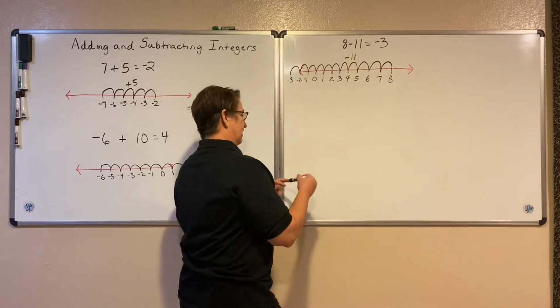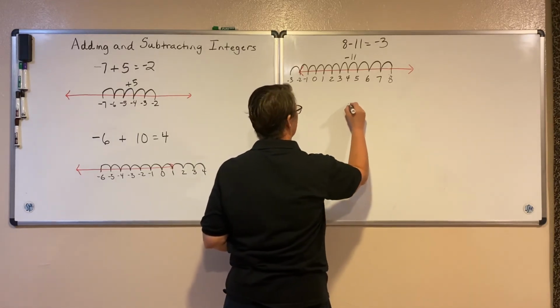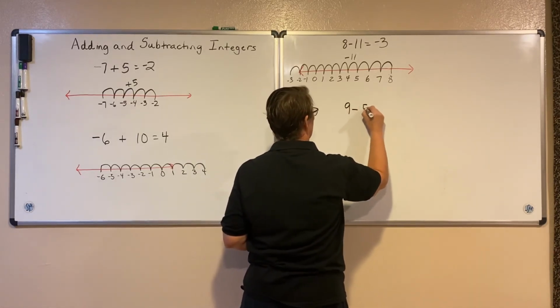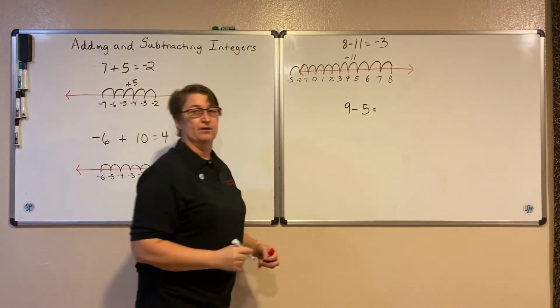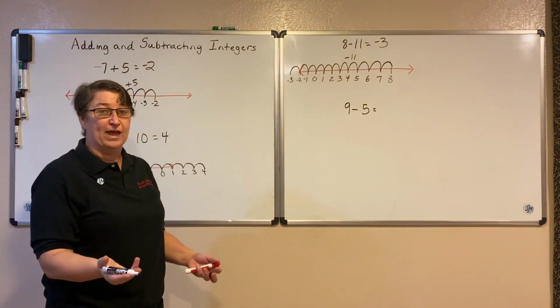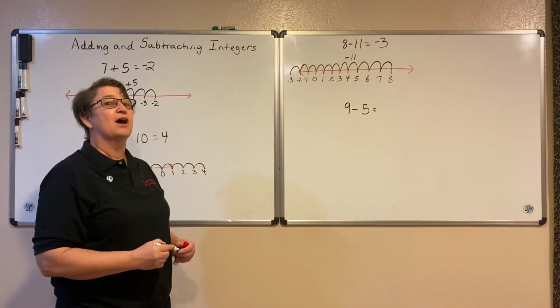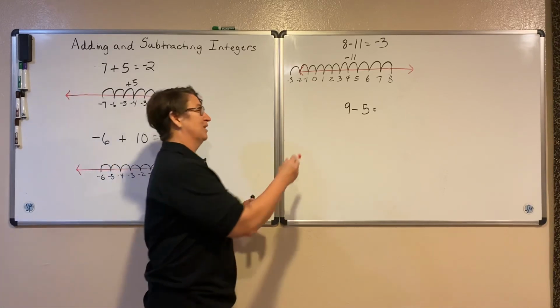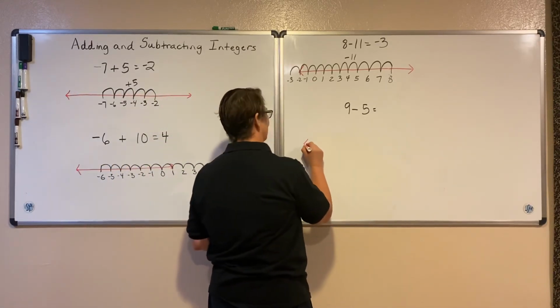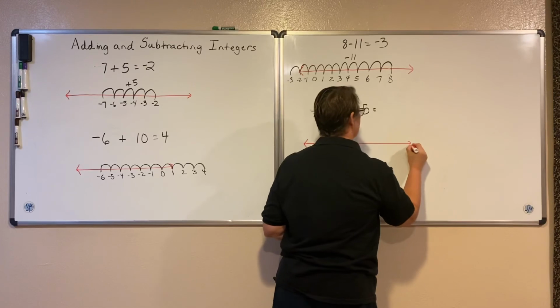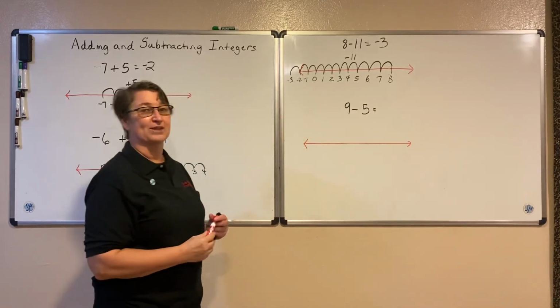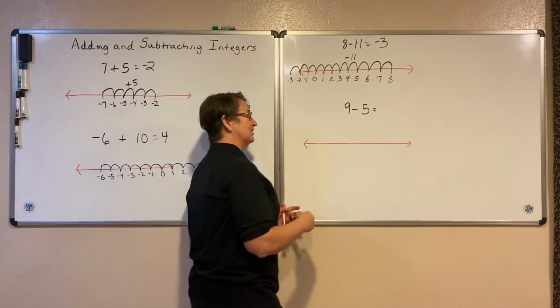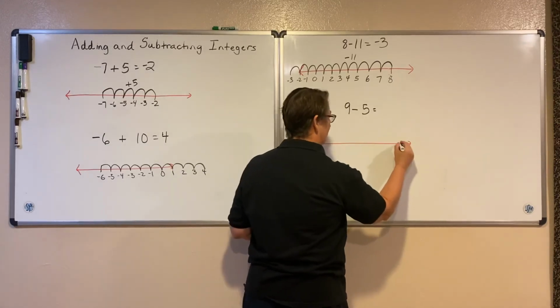Let's do one more example here. How about if I have 9 minus 5? Now, hopefully you already know what 9 minus 5 is. This lesson sometimes messes my students up. Before we start, they can do 9 minus 5. And then after this, they're like, I don't know what that is. I have to draw the number line. That's okay. Let's draw that number line to find out.